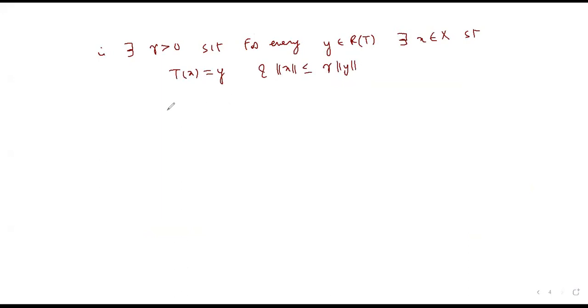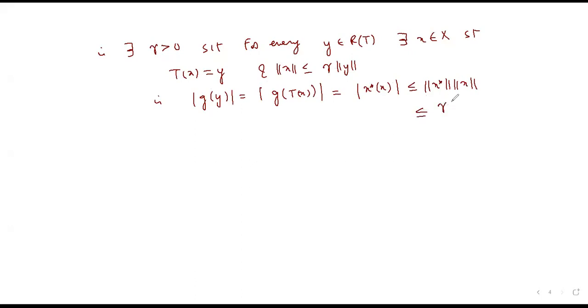Okay, so therefore my g of y, which I have defined to be g of Tx, and g of Tx I have defined to be basically x star at x, where x star belongs to the annihilator of the kernel of T, and since it is a bounded linear map, this is less than or equal to norm of x star into norm of x. Using this, it is less than or equal to gamma times norm of x star into norm of y. So what does this mean? It's a bounded linear operator. So therefore G is continuous.